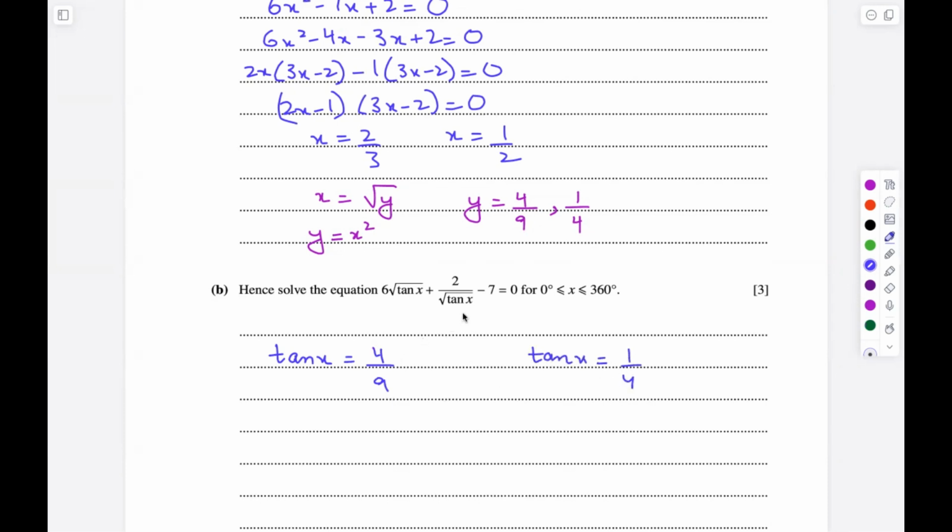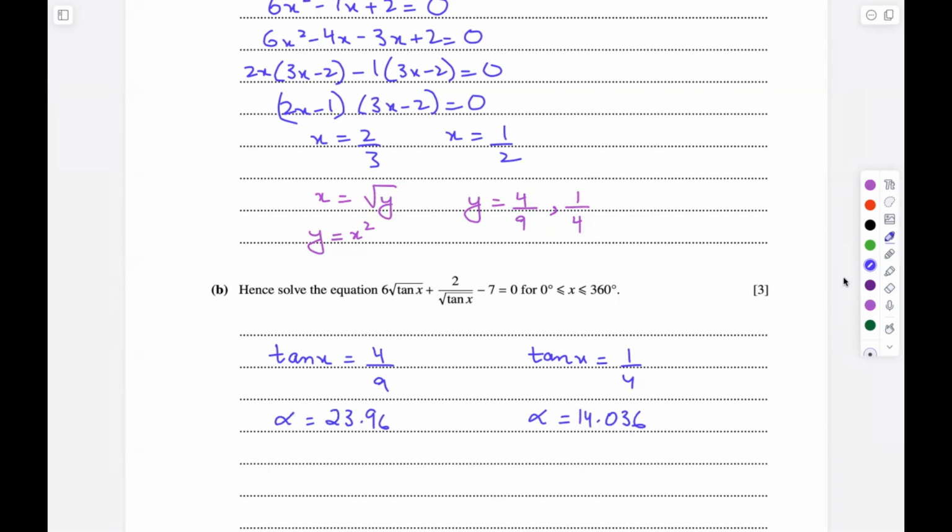So finding the values of x for 0 to 360, first we'll take tan inverse of 4 divided by 9, making sure that the calculator is in degree mode. So taking tan inverse of 4 upon 9, we'll get the basic angle, which is 23.96. And taking tan inverse of 1 divided by 4, that will be equal to 14.036. So the basic angle will be 14.036.